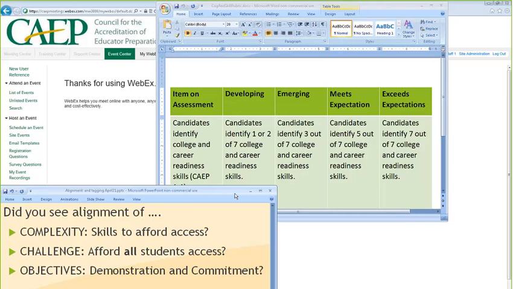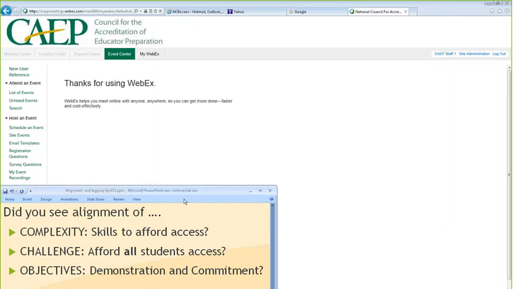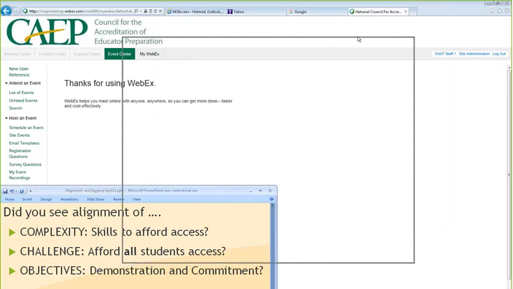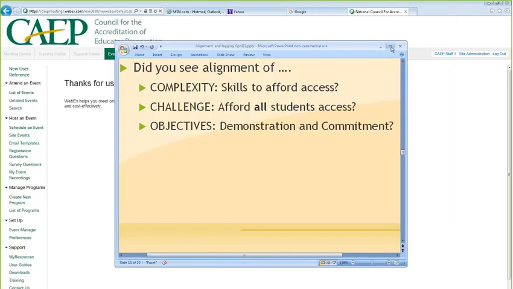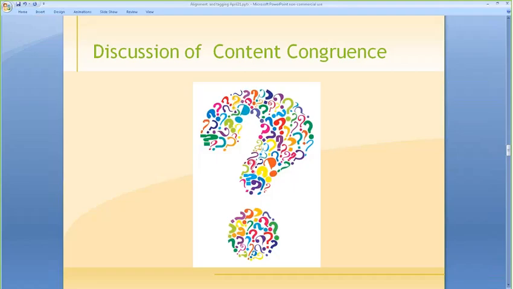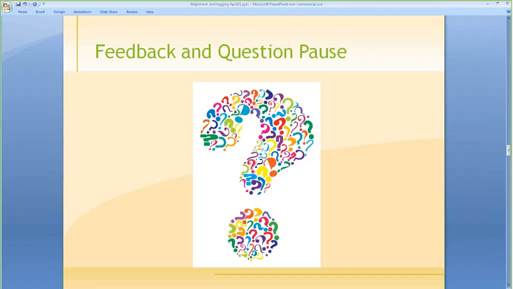So let me see if we have any more questions or anyone with their hand up here. And I apologize earlier for my voice because I'm struggling with a cold, and guess what? It looks like I'm just about to lose it. Okay, I'm going to diminish this. Pull this up, make it a little bigger. There we go. And on to the next slide, which is a feedback and question pause.